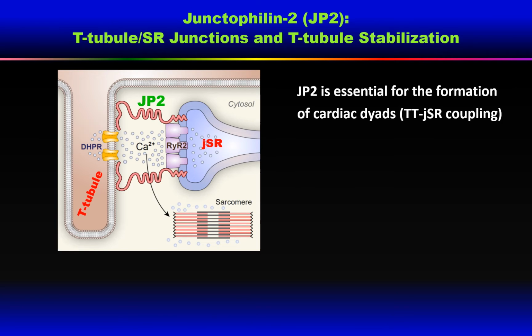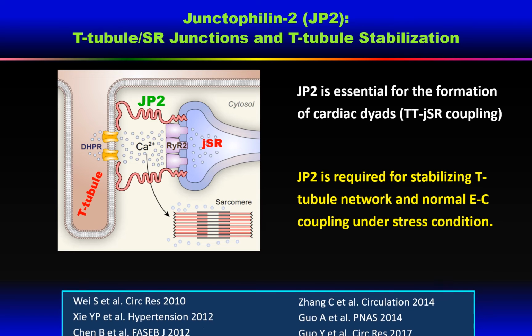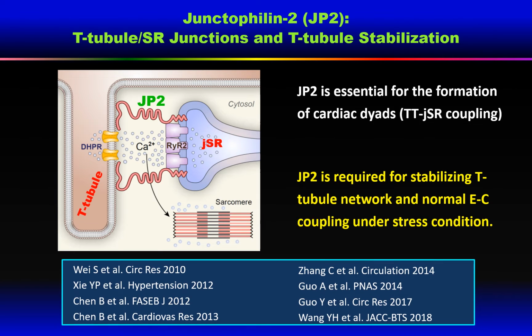In addition to the primary role of Junctophilin-2 in the formation of cardiac dyads, a series of work from our lab and some other groups have also strongly supported the notion that Junctophilin-2 is required for stabilizing the T-tubular network during EC coupling, especially under stress conditions. By tethering T-tubules with junctional SR, Junctophilin-2 helps maintain T-tubules in an organized network.